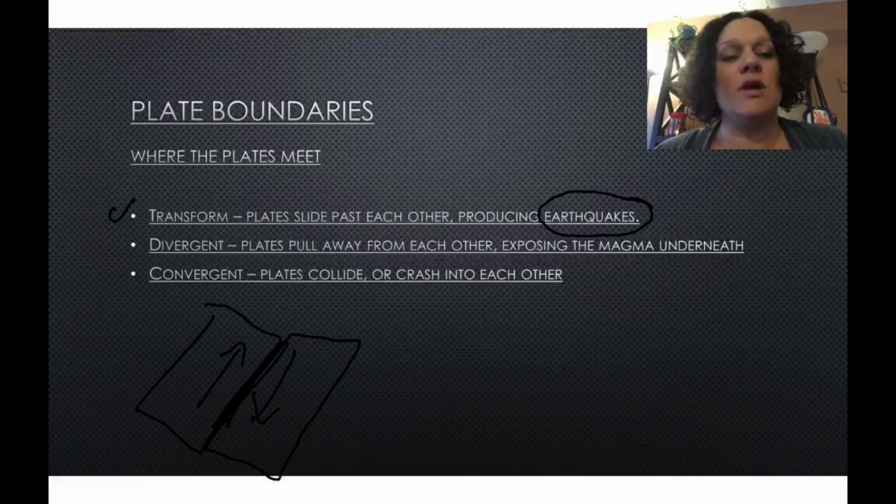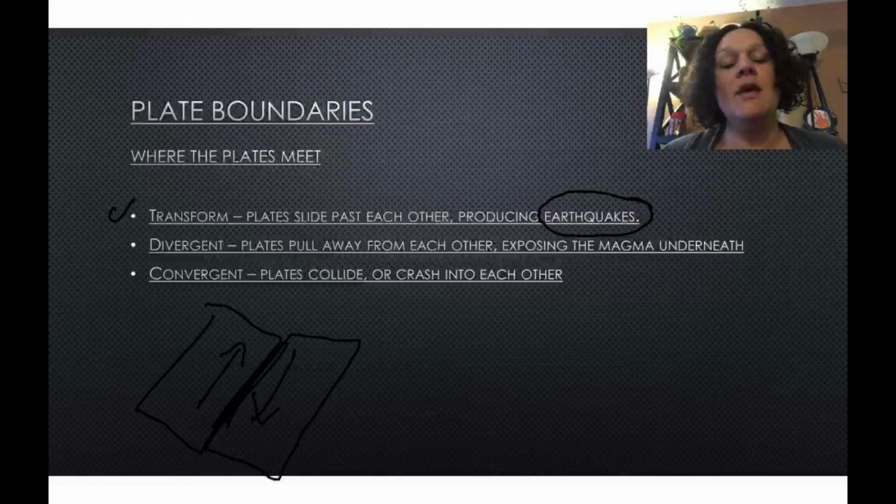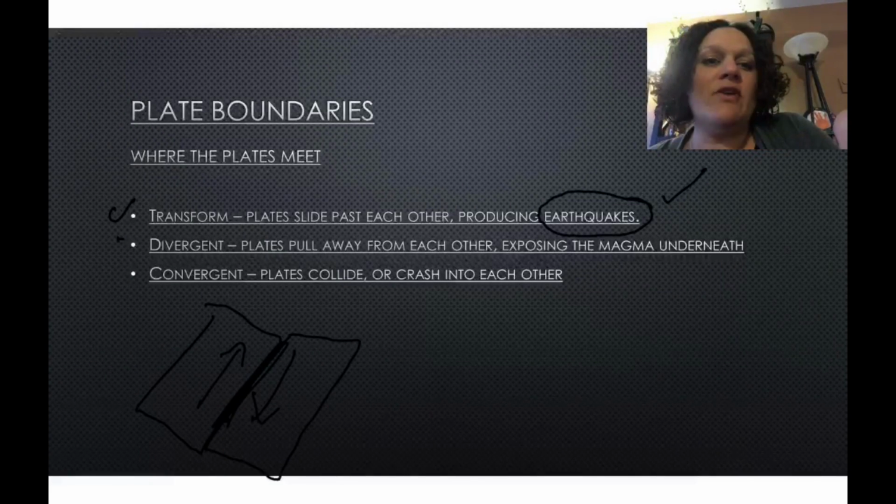So they're very common at transform boundaries. Earthquakes are actually common and happen at all boundary types, but very commonly the strongest ones are going to be associated with a transform boundary.